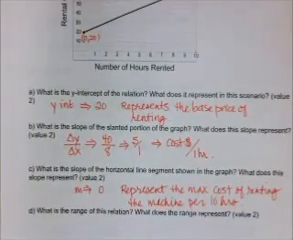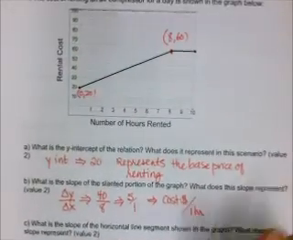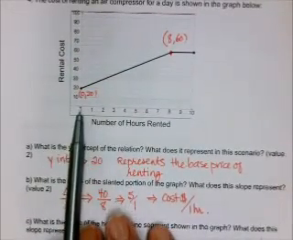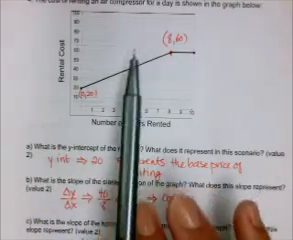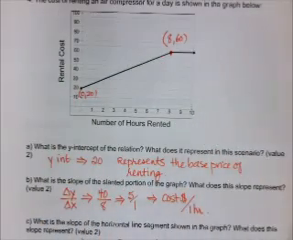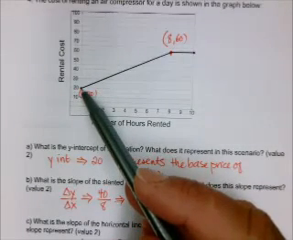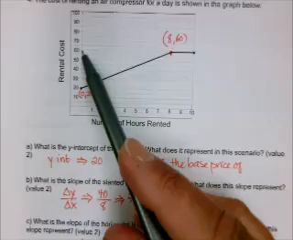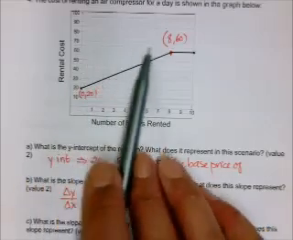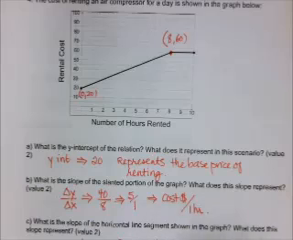Then it says, what's the range of this relation? The range. So that means, how far down is it going to go on my y, and how far up is it going to go on my y? All right. So the very lowest it's going to be is a 20. That's the very lowest. And we just said that it goes to a maximum of 60. That's the highest it's going to go. So my range, I'm going to write that down.